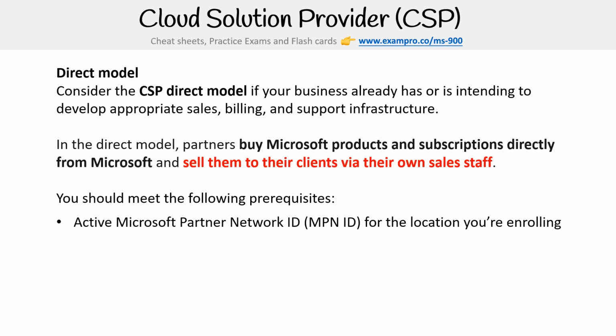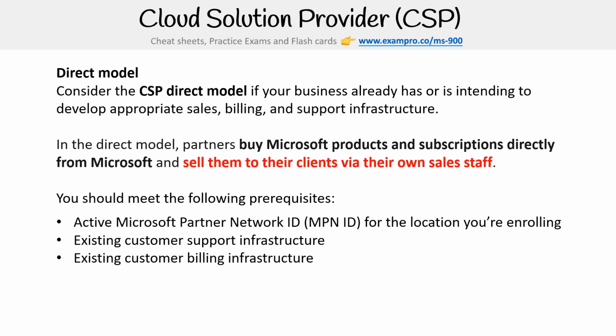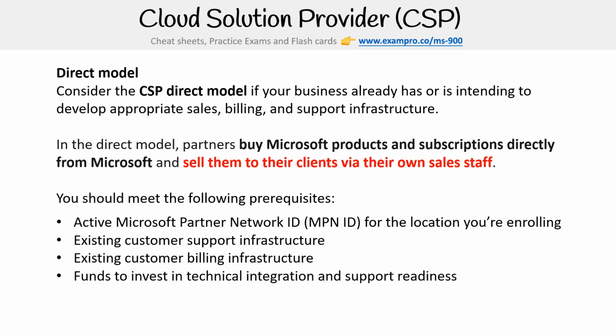You'll require an active Microsoft Partner Network ID for the location you're enrolling in. You should have an existing customer support infrastructure. You'll require an existing customer billing infrastructure, and you'll need funds to invest in technical integration and support readiness. So that's the Cloud Solution Provider program and the two models offered, the indirect model and the direct bill model.